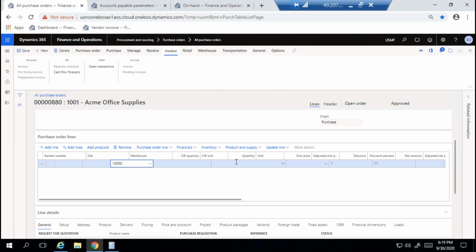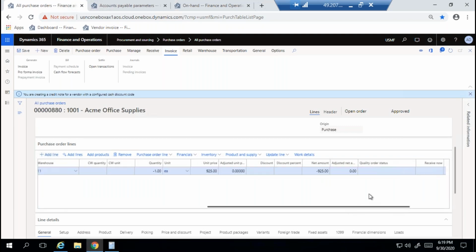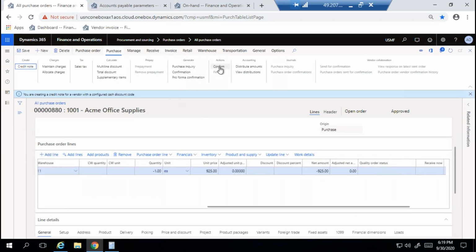Selecting 1000 quantity, so I'm entering -1 quantity. Here there is no restriction. Even if you want -100, it will allow you. There are no restrictions. So 925 I have entered. This is the purchase price I have agreed with my vendor. Okay, I'm doing confirmation.